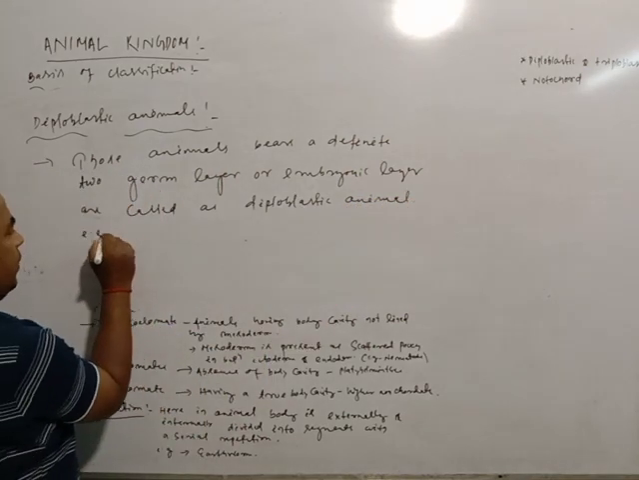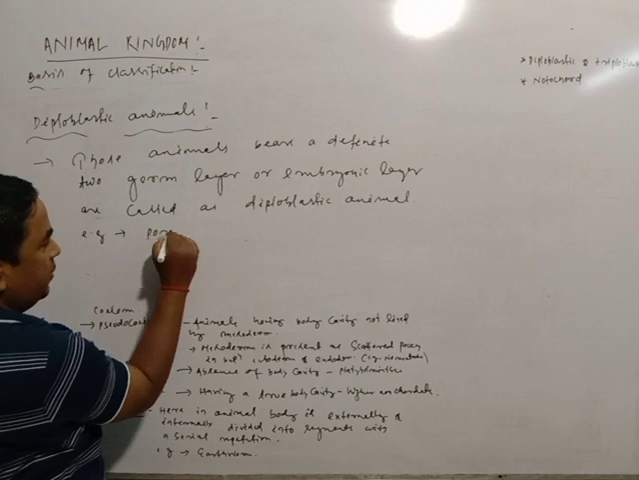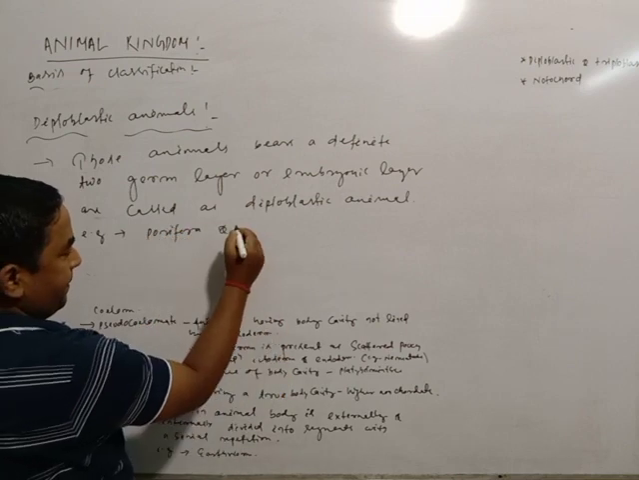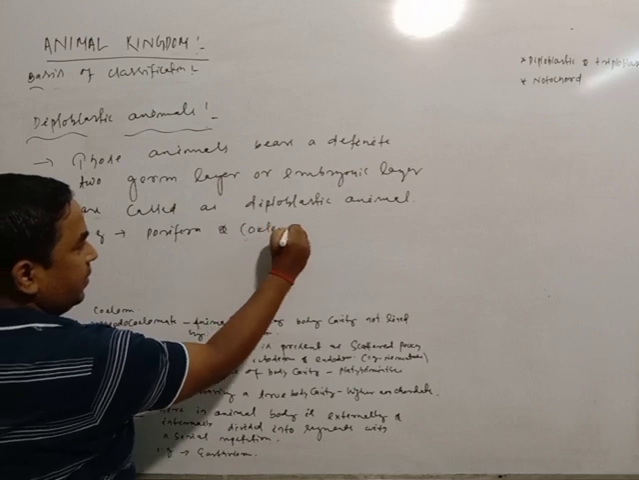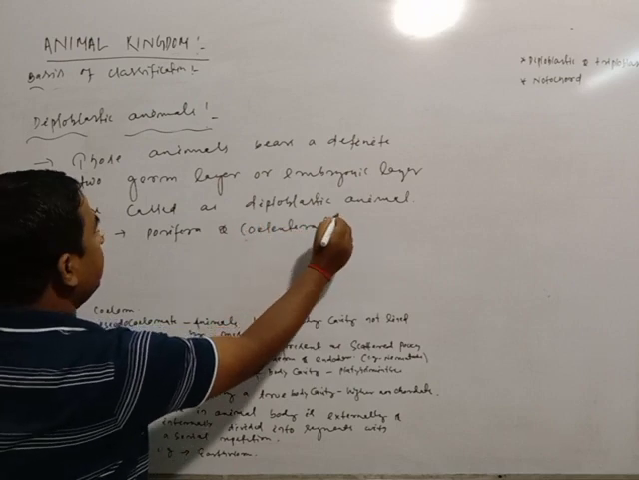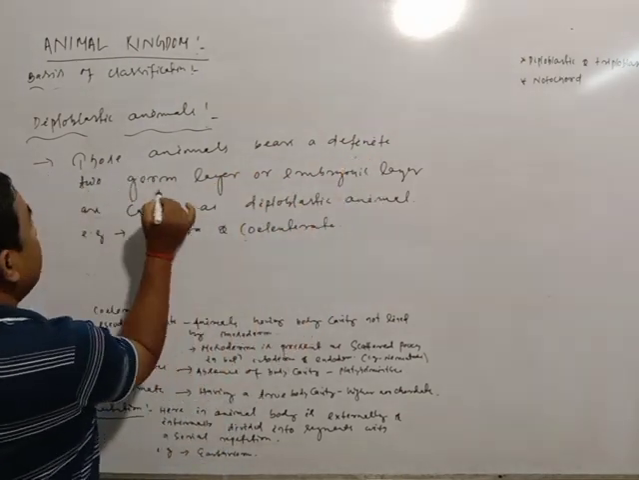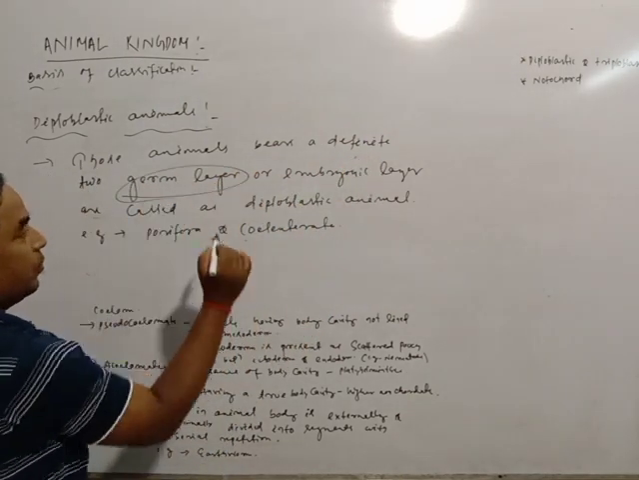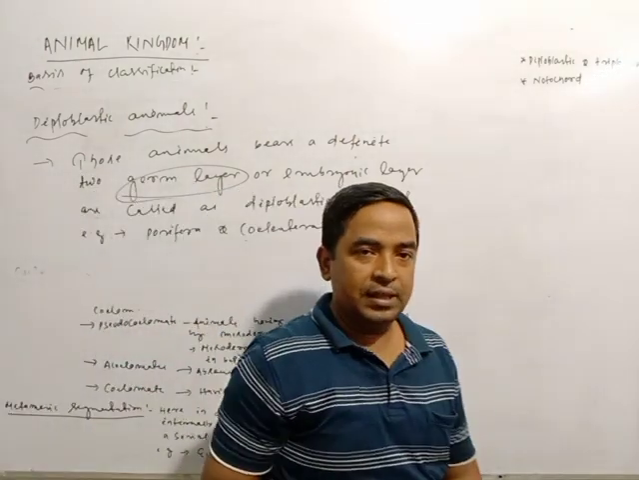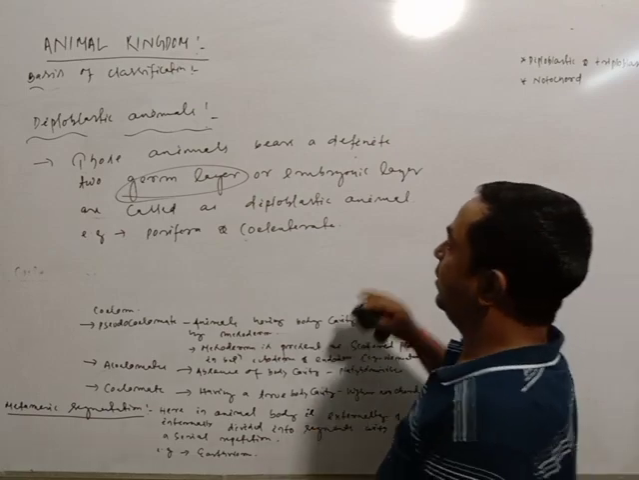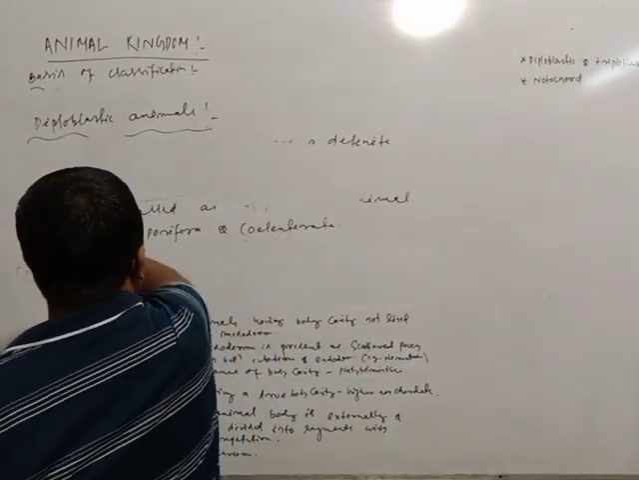Examples: Porifera, Cnidaria, and Ctenophora. So those animals have a definite two germ layers. So now the question arises: what are germ layers or embryonic layers? Let us discuss in detail.